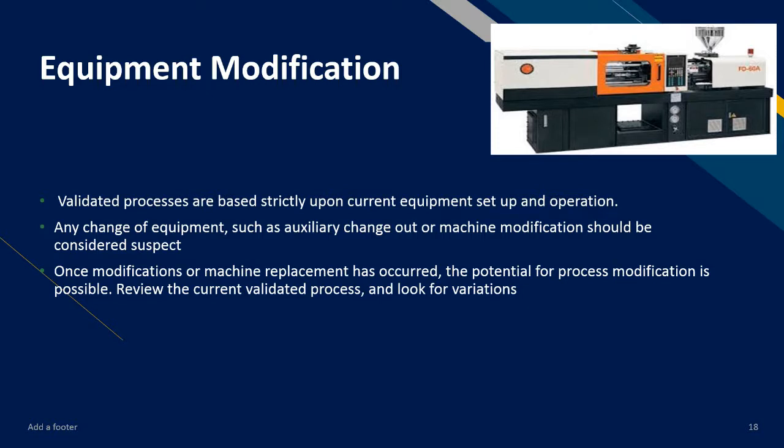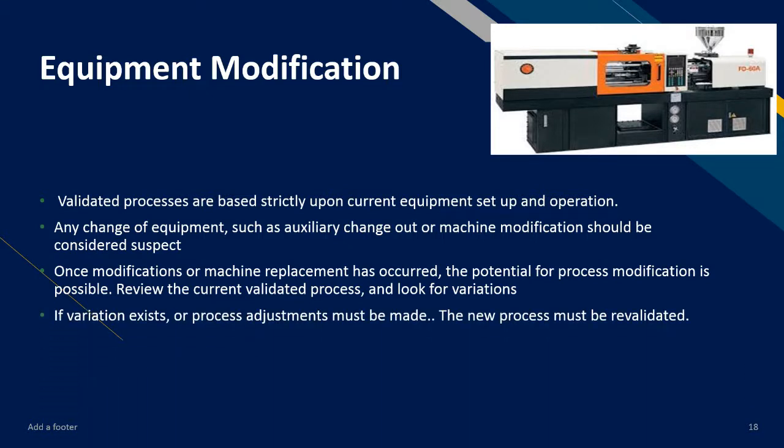So if we are doing a modification or if we're making a machine replacement, the potential for process modification is possible. We need to review the current validated process and look for variations. If there is a variation or process adjustments have to be made, then we have to consider it a new process, and as it becomes the new process, we must revalidate that process.